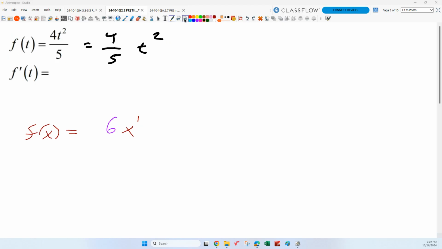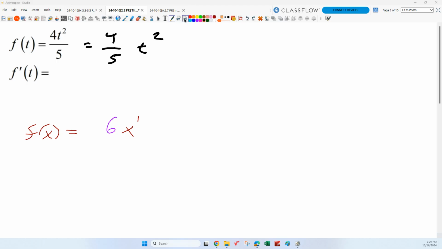So the 4/5 is just out front. It just stays there. All you have to do is take the derivative of t squared and multiply the result by 4/5. What's the derivative of t squared? T's our variable instead of x, but it's otherwise the same. 2t to the 1, so 2t, right?